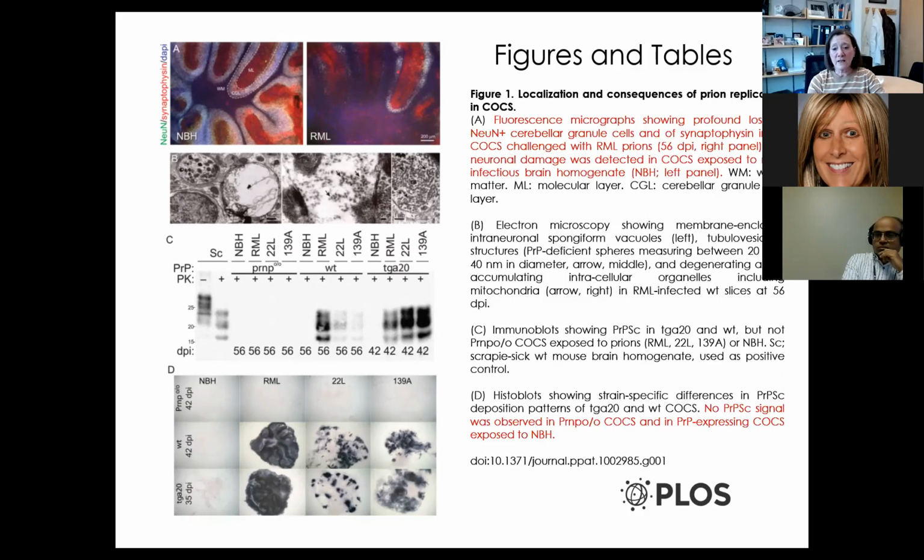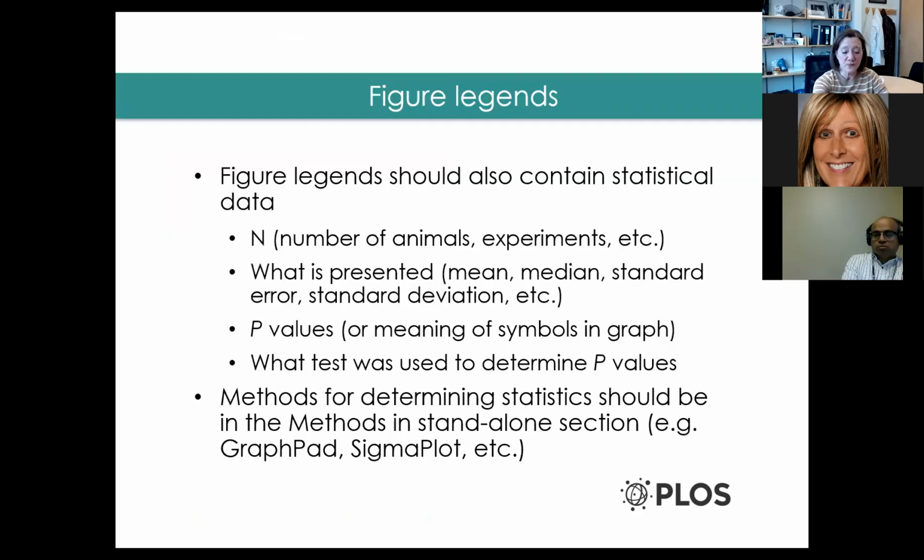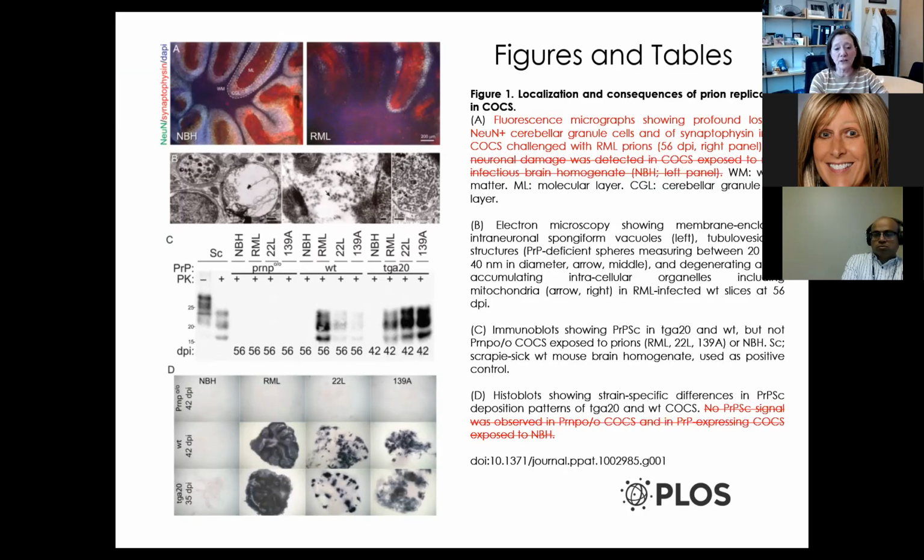In my opinion, what I've highlighted in red belongs in the figure legend. I'm sorry, it does not all belong in the figure legend, because they actually give you some conclusions in this figure legend, because they say no neuronal damage was detected in COCS exposed to non-infectious brain homogenate. That should be in your results section. Then this part B, right? So I would cross out that last sentence. Part B, the rest of the figure legend is fine.